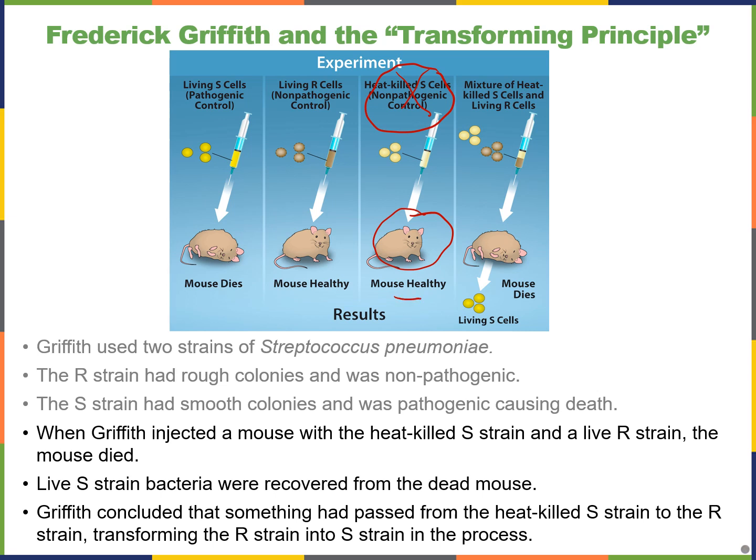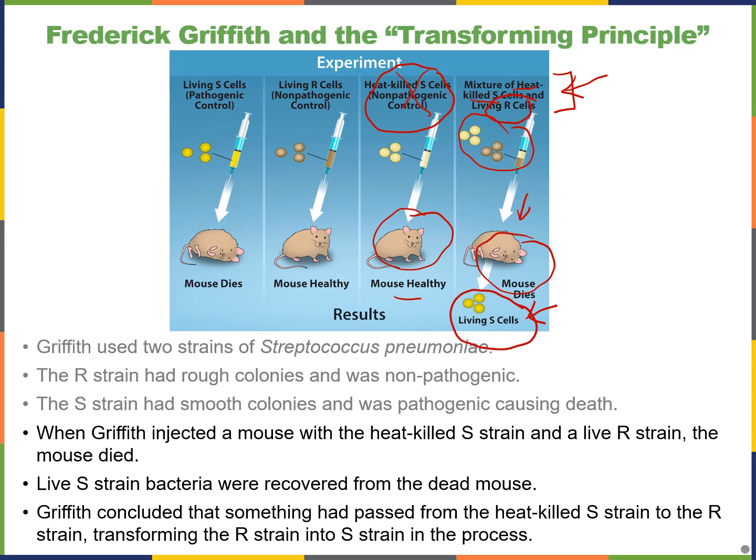Finally, he did something that was pretty interesting, where he took the heat-killed S cells, and he mixed it with living R cells. So separately, they both had no effect. But when you mix them together and inject them into the mice, the mice get sick and die. And what's even crazier is when he examined the blood of the mice, he found living S cells, which is really weird because he did not inject any living S cells. He only injected living R cells and dead S. So how did you get live S cells afterwards?